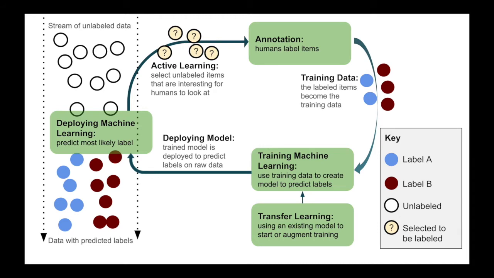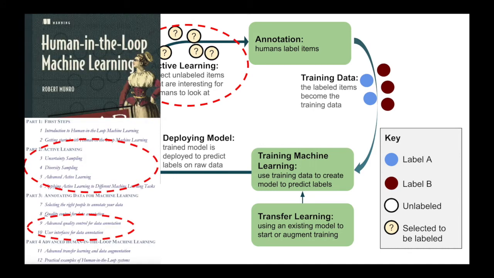The focus on this talk, active learning, is important when you have a very large number of unlabeled data items and you might not have the capacity to employ people to manually annotate all of those items. So this comes from part 2 of my book, where I talk about different active learning methods, uncertainty sampling, diversity sampling, and advanced methods. I'll go through all of these in the presentation today.